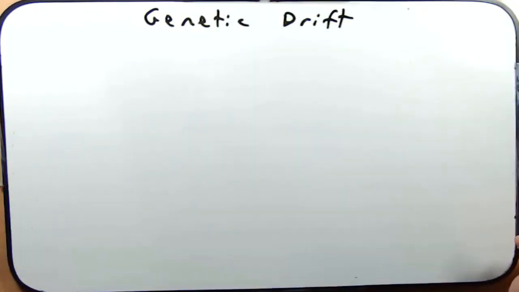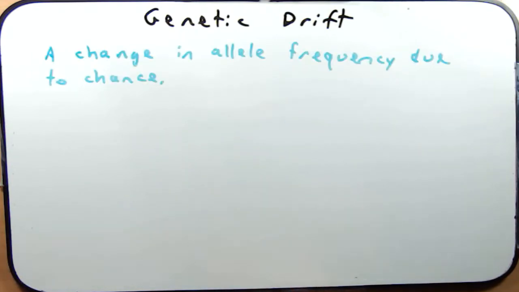Okay, so let's spend a little time talking about genetic drift. Genetic drift is defined as a change in allele frequencies in a population due to chance. Some features of genetic drift include that allele frequencies drift, so to speak, up and down randomly with respect to fitness.